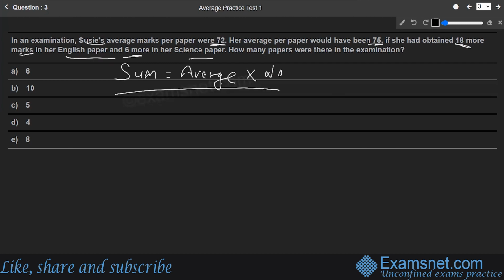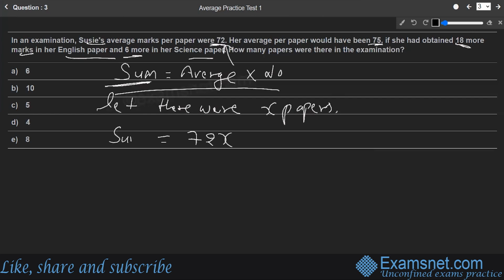As he says, in an examination, average marks per paper were 72. The number of papers is not given, so this is what we have to assume here. How many papers are there? Let us first of all assume there were X papers she was supposed to give. What will be the sum of the marks obtained in X papers? Sum is equal to average, which is 72, multiplied by X, the number of papers. So this is the total marks she had obtained, 72X.